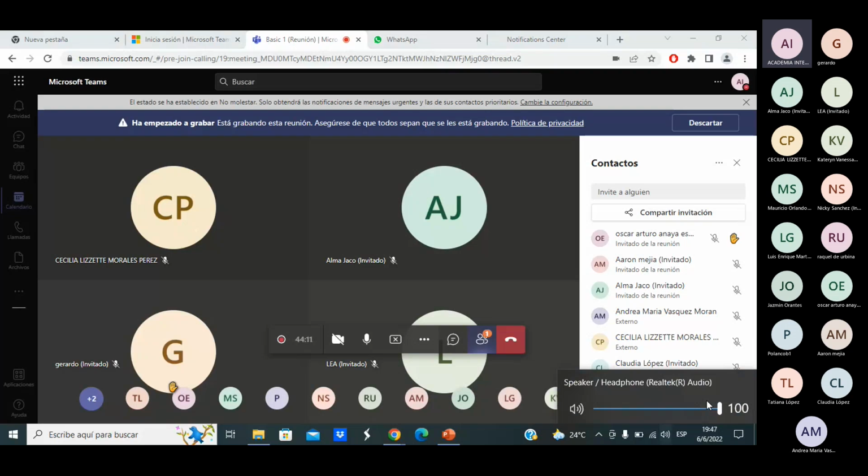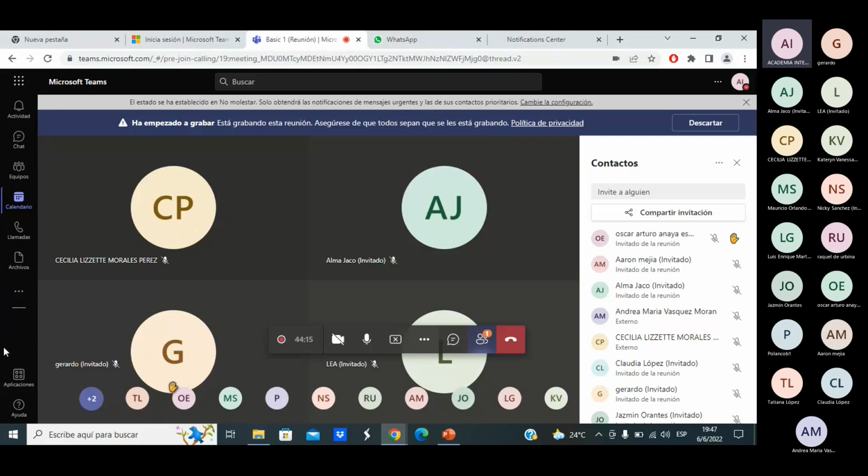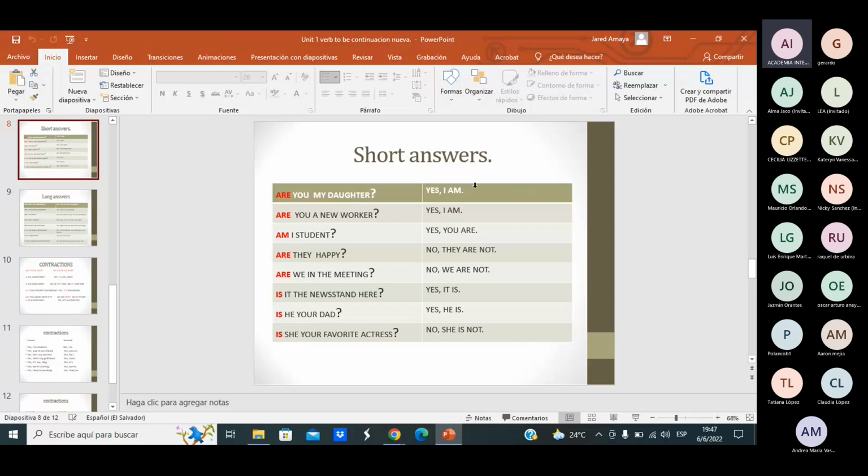Bien, pero me gustaría saber si han entendido exactamente cómo es, porque en el caso de la actividad, no solo necesariamente tienen que leer lo que está aquí. Las preguntas sí, obviamente, pero las respuestas no es una obligación repetir lo que está escrito, sino que ustedes van a responder de acuerdo a lo que les estén preguntando. Como por ejemplo, en el caso con Gerardo, le pregunté, Are you my daughter? Obviamente no, ¿verdad? Si sabemos lo que nos están preguntando, vamos a dar una respuesta lógica. Are you a new worker? Si ya tengo un tiempo trabajando, puedo responder, no, I am not. Y si lo es, pues, yes, I am.